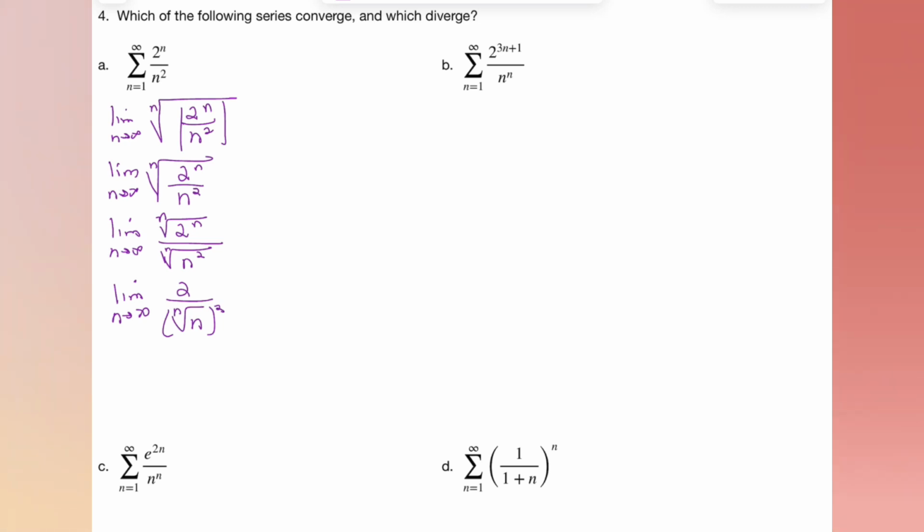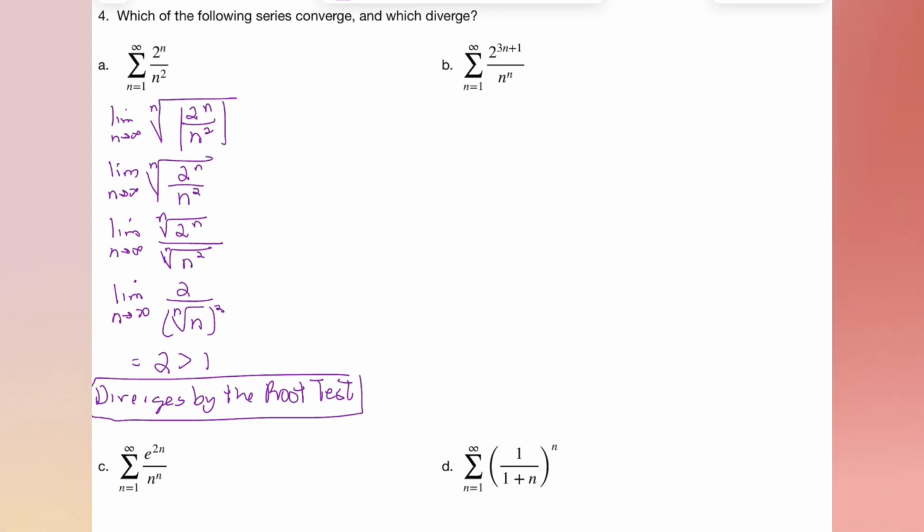And so when we're working through this, we see that we can factor out the constant 2, and that series there goes to 1. So 2 times 1 gives us 2. So we get that this limit approaches 2, which is greater than 1. And so our series diverges by the root test.